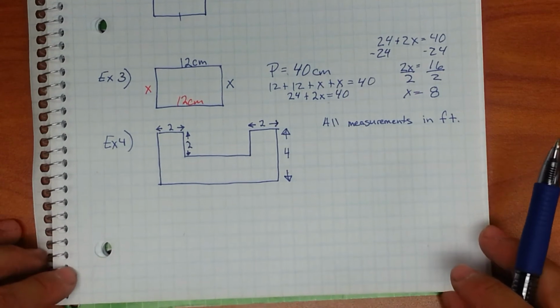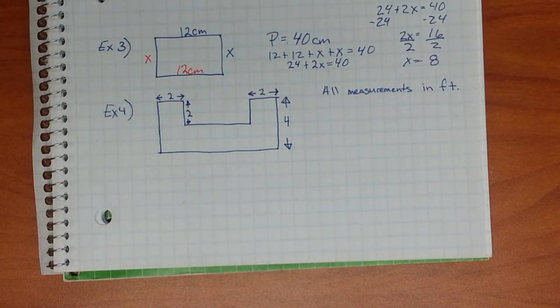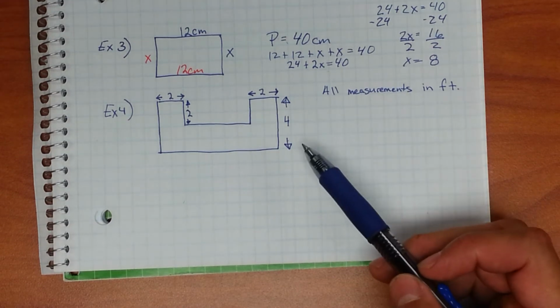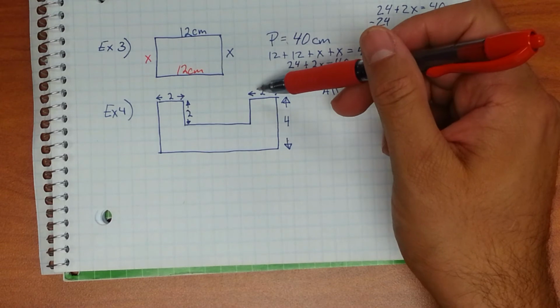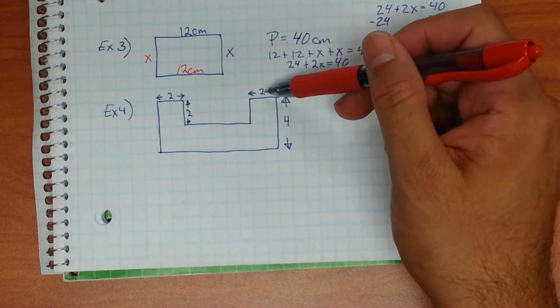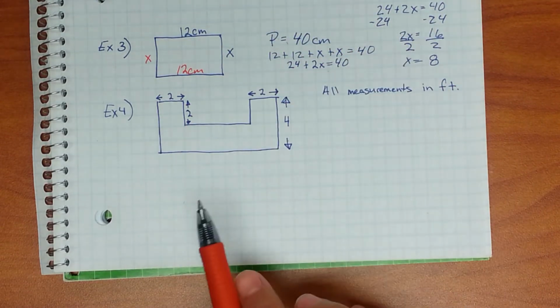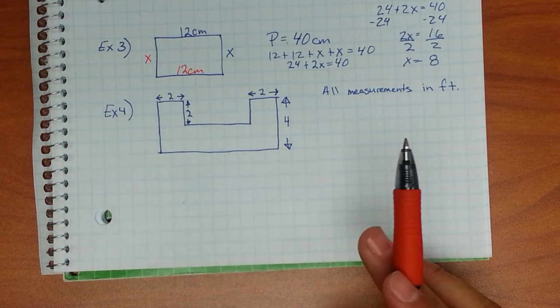Now let's take a look at example 4. On example 4 here, it actually gives you a whole bunch of measurements, and I have to try and figure out pieces that are missing here. So let's take a look here. If I'm going to go through and try and fill in all the pieces that are missing, there is enough information here.